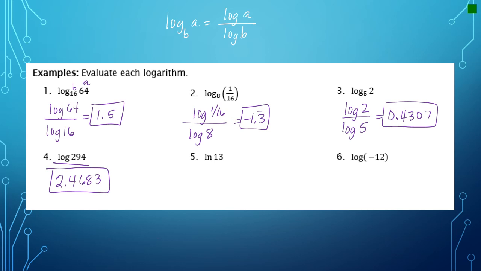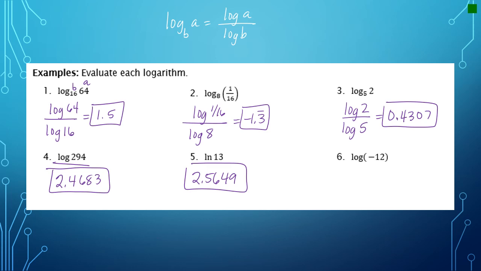Same thing with number 5. You don't have to do anything special because it's already a natural logarithm, which there is a button for on your calculator. So you just type in ln of 13, and it's going to give you 2.5649. That's good enough.